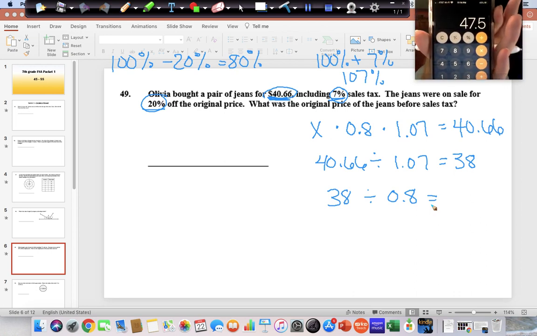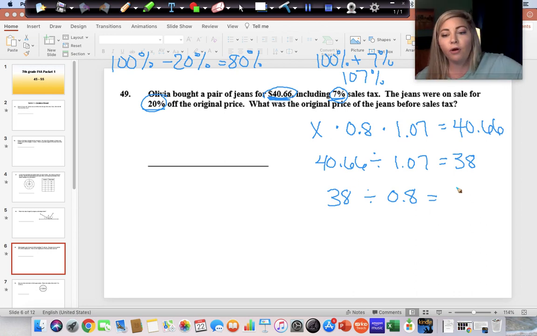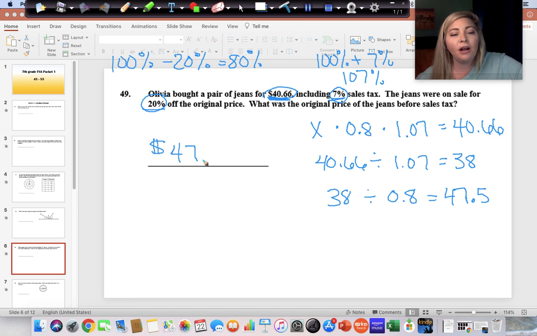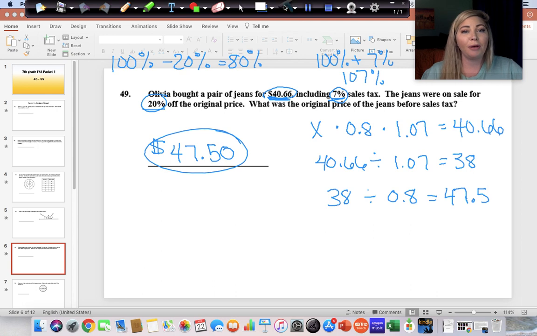It's 47.5. That was the original amount before the sale price, after we took the 20% off, and then the sales tax as well. Sorry, it's late. Okay, so 47.5, but remember we're talking about money, so we want to know the actual price. We don't ever say it was $47.5. We say $47.50, right? We want to make sure a 0 is in that hundredths place if you have nothing there right now. So $47.50 is your original amount.